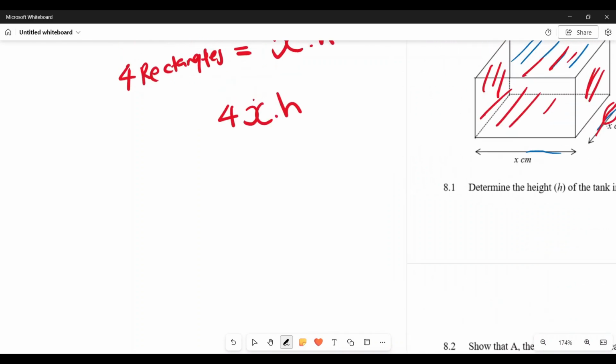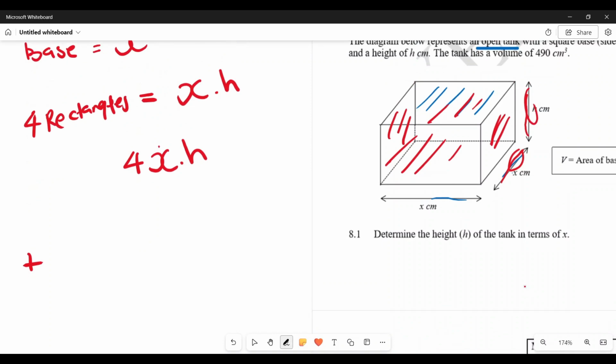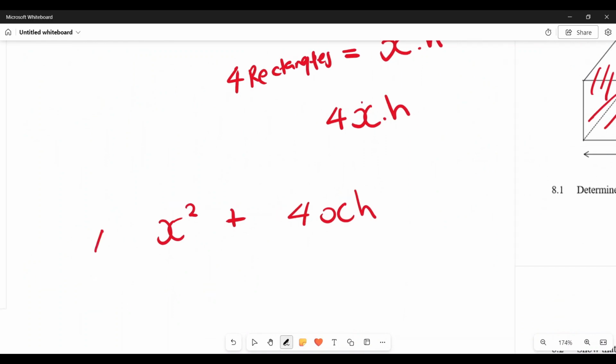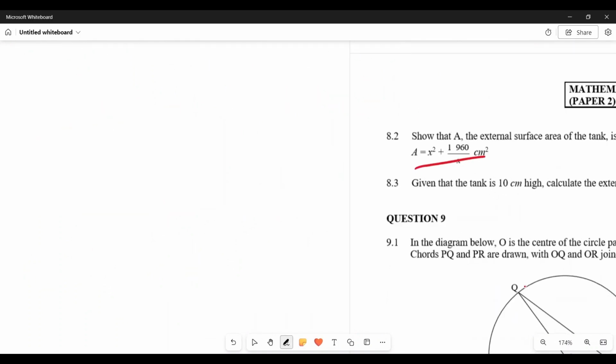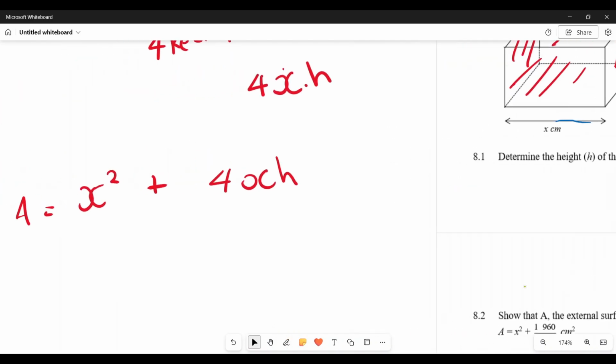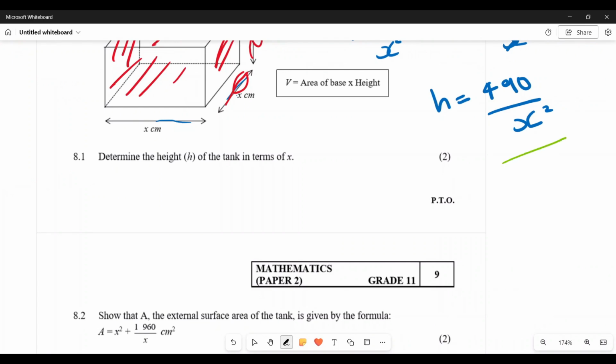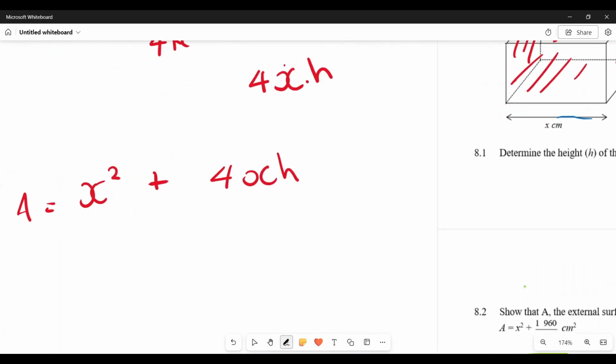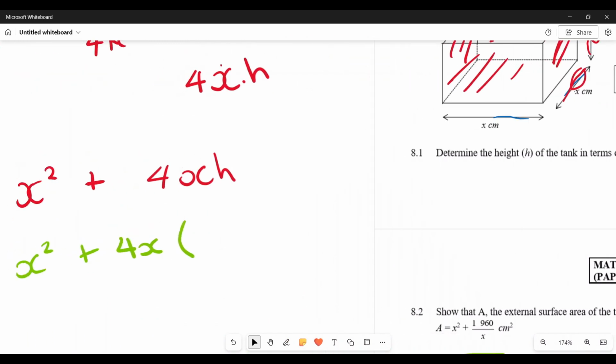Now, remember it must be in this form. So it should be x squared, which is the area of my base, plus the area of my 4 rectangles, which is 4 multiplied by x times h. All right, so this is my area formula. But remember, my answer should be in terms of x only. Before, I told you that we would need to make use of that h from the preceding question. So I would need to get rid of this h by substituting the h that I've calculated before, which is in terms of x. This would be the same as x squared plus 4x multiplied by my h, which is 490 over x squared.